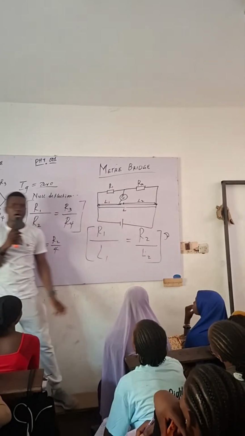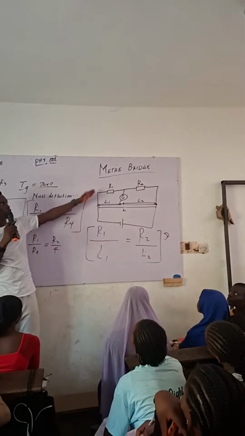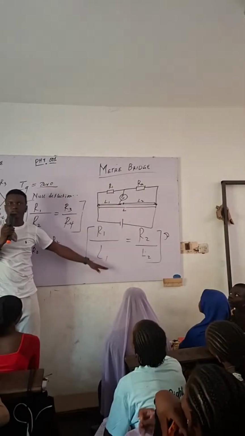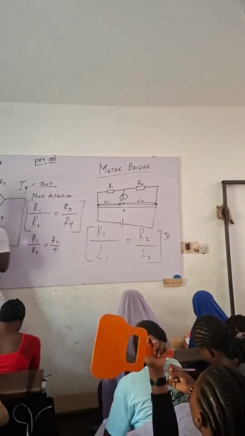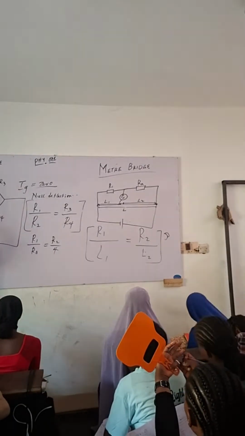So now, that's the formula you use for meter bridge. So draw this and write the formula. That's all you need. Now, look at another way they can ask you a question on this.